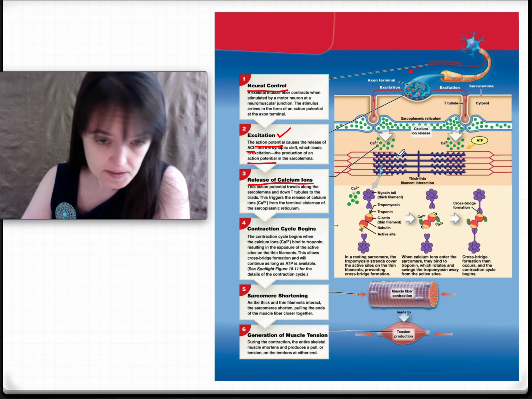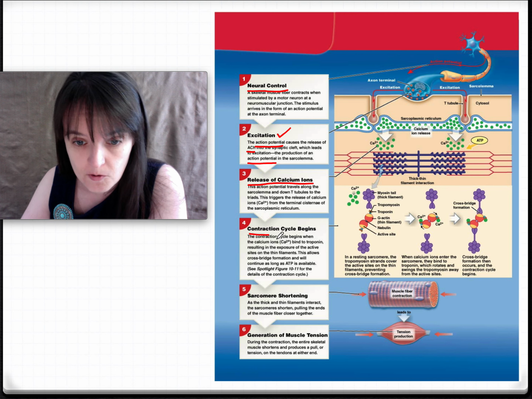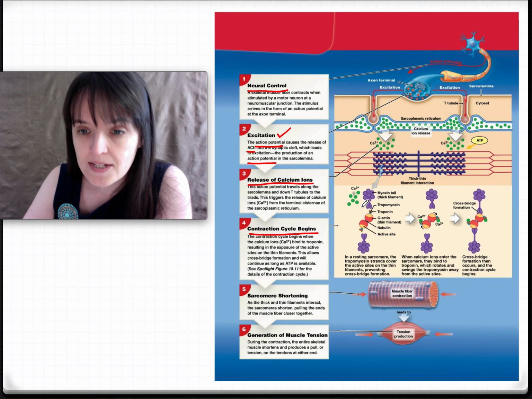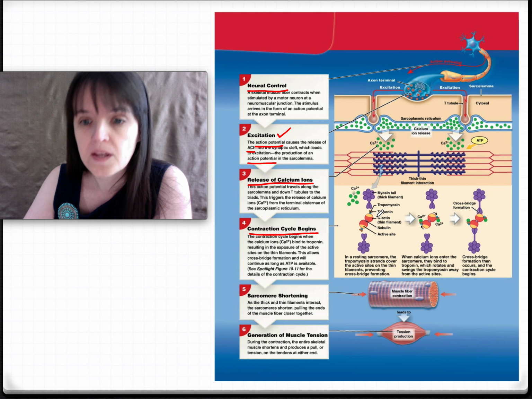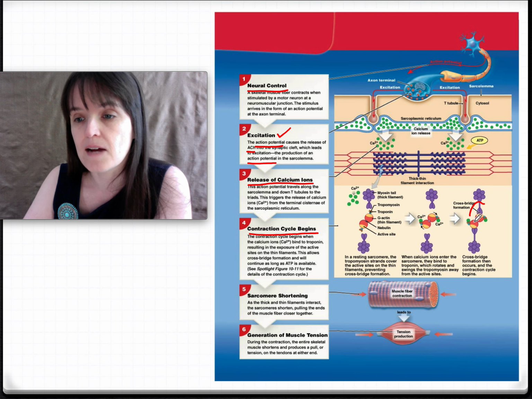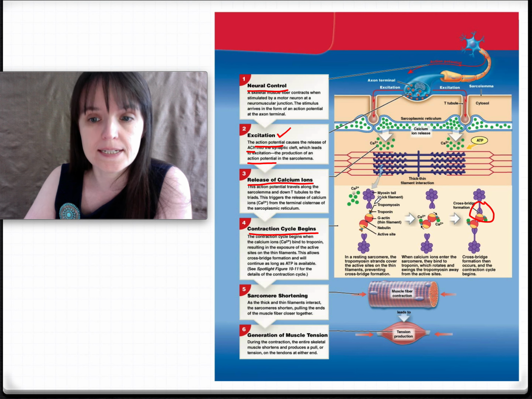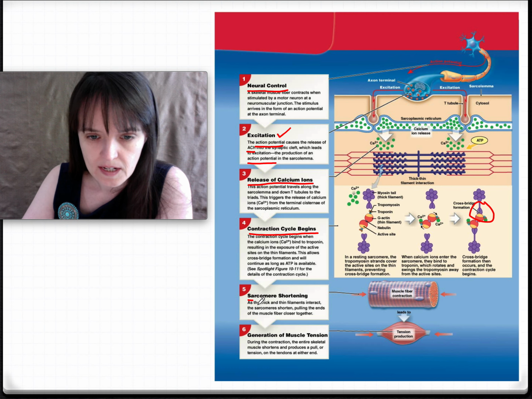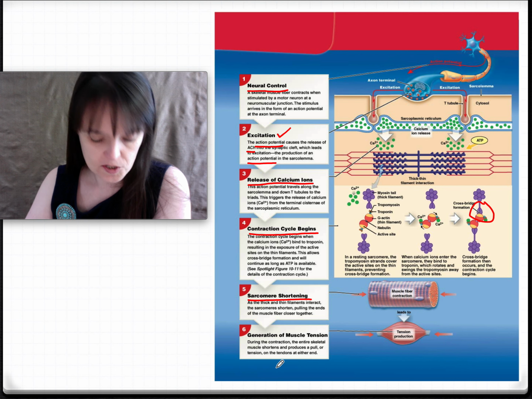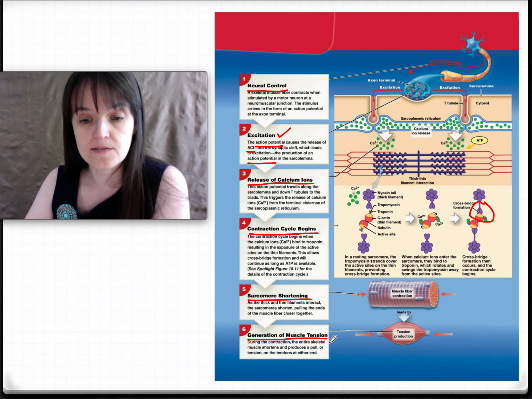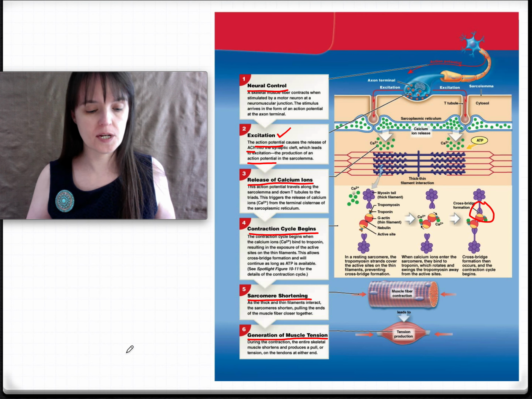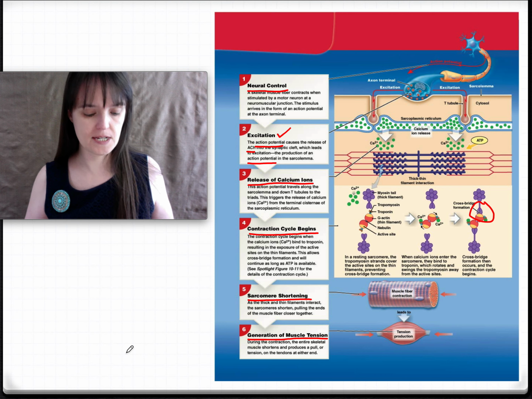They bind. And then 4, the contraction cycle begins when the calcium binds to troponin, pulling tropomyosin off of the active site on actin and allowing the myosin head to bind. And that causes the sarcomere to shorten, number 5, which generates muscle tension, which is number 6. So that's kind of an overview of everything we've said.